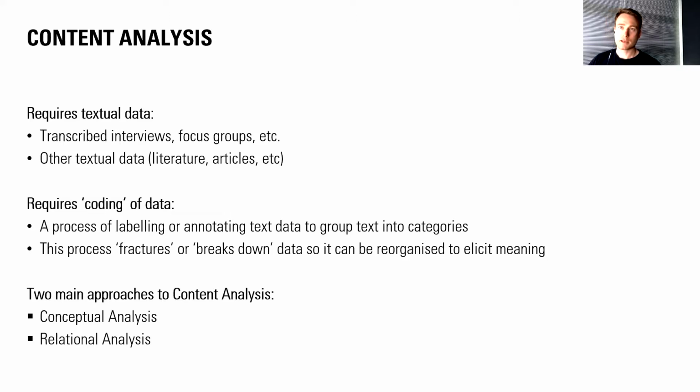And one of the main elements or requirements of a content analysis is coding, so the fun stuff. This is a process of labeling or annotating text data, where we group it into categories, organize it, and apply that structure. So this is that stage of structuring that data. Before we do that, of course, to create a coding scheme, we need to fracture or break down the data so that we can then restructure or reorganize it. I'll get into coding quite a bit later on.